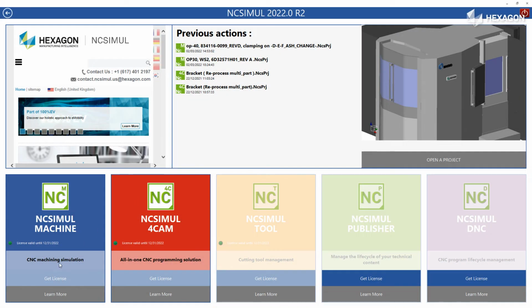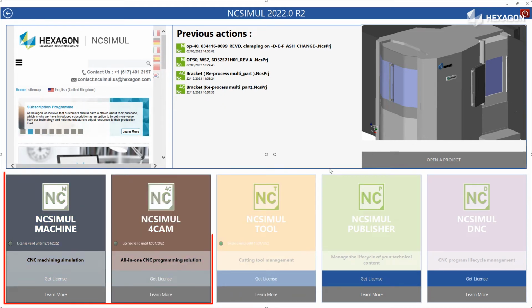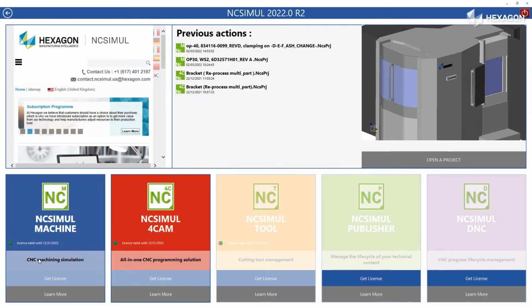From the main splash screen, select CNC Machining Simulation and open a project. If these options are grayed out, that's another way to identify that your license isn't installed properly.